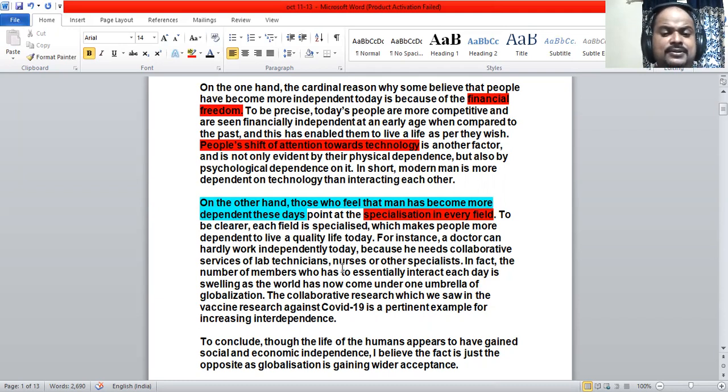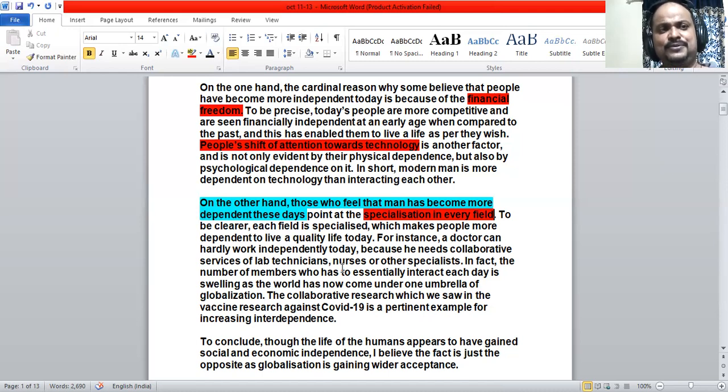Now, the collaborative research which we saw in the vaccine research against COVID-19 is a pertinent example of this increasing interdependence. You have a successful research for the pandemic, which is right now going on. We have found not one vaccine, at least around 10 to 15 vaccines in the market, approved by the World Health Organization. All these things were made very fast by the pharmaceutical companies by exchanging ideas. Without this interdependence, this would not have happened.